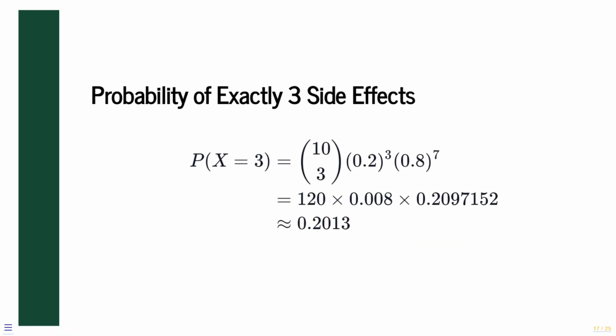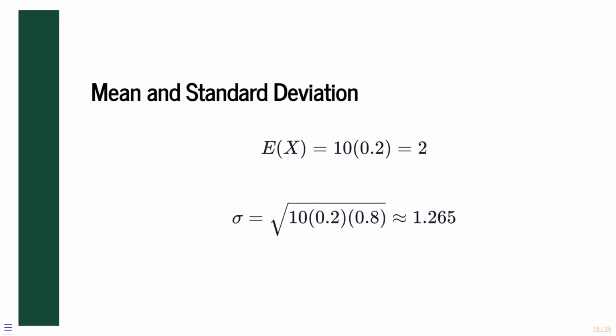For example, the probability of exactly 3 side effects is found by substituting into the binomial formula. The calculation yields approximately 0.2013. We also compute the expected number of side effects as 10 times 0.2, which equals 2, and the standard deviation as the square root of 10 times 0.2 times 0.8, which is about 1.265. These summary values help us understand the typical behavior of the trial.